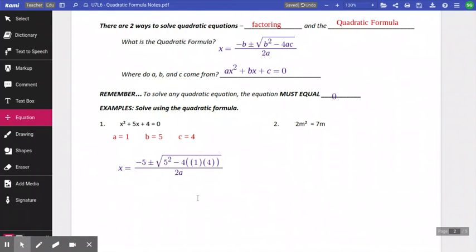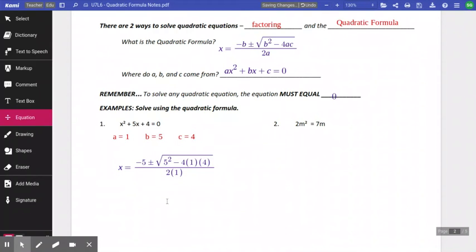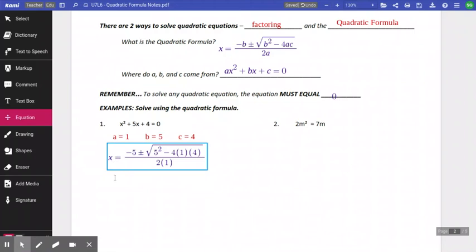I've got a lot of parentheses. There we go. The last part down here, the 2a, a is still the number 1. So we can put our 1 there. The rest of this problem is just going to be us figuring out what this equals here.